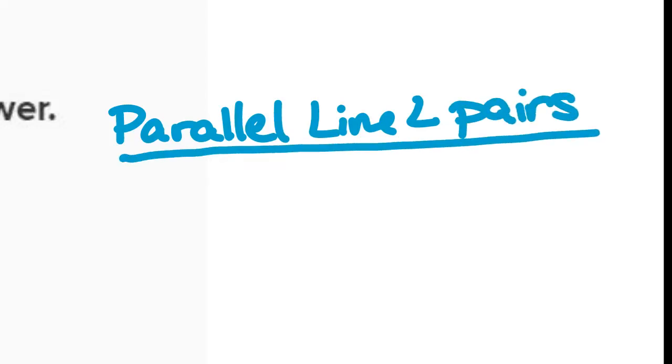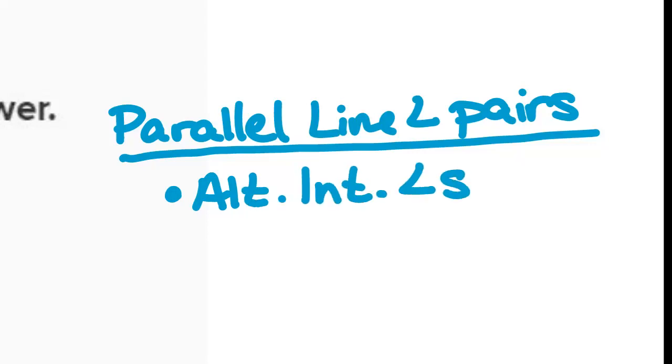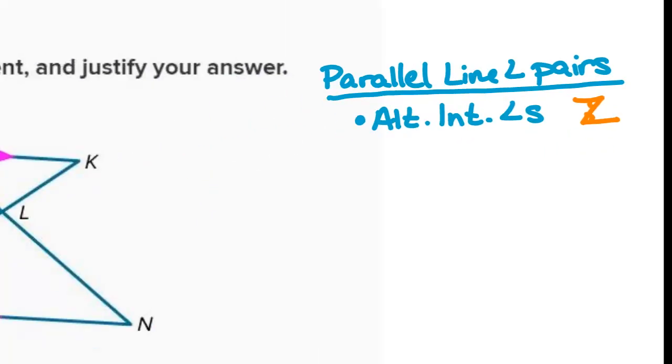There were 5 angle pairs that we studied in the first semester that are very specific to parallel lines. One of those, are alternate interior angles. And this is the one where we can go in and draw the Z. And we get these angles right here. Those are my alternate interiors.